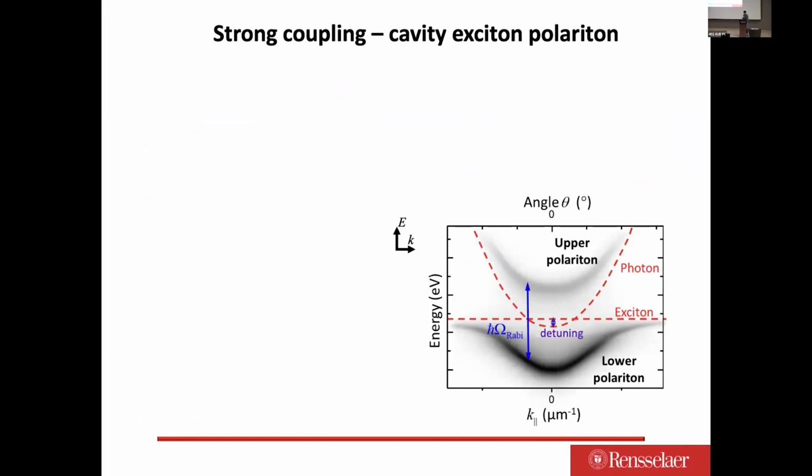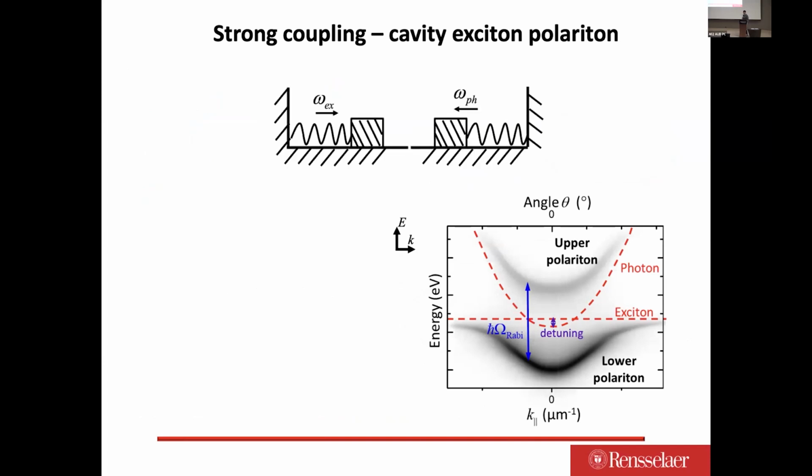If you listened to our previous director Peter Littlewood's talk, he probably told you in a more intuitive way. Essentially, you have an exciton, you have a photon, and you couple them together. This is another classical picture of the coupling in the cavity exciton polariton.